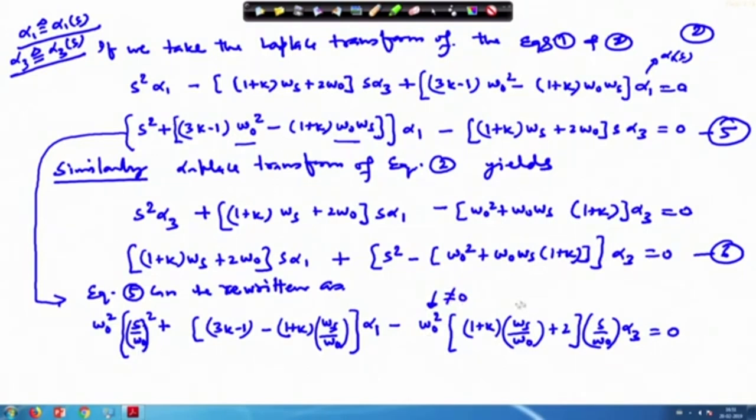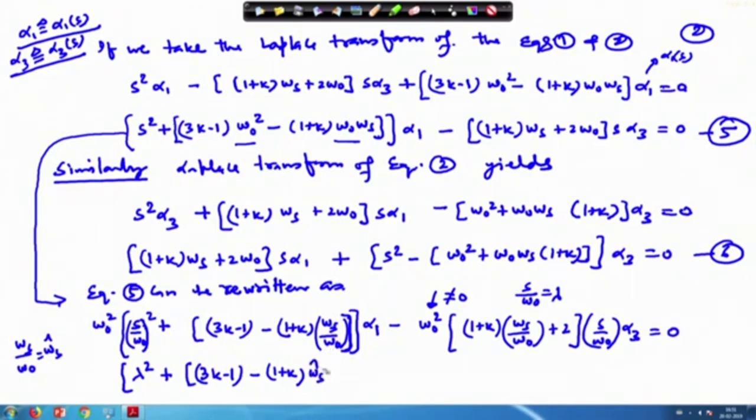Therefore, we can remove it and let us write s by omega 0 as lambda. So, this becomes lambda square plus 3k minus 1 minus 1 plus k, there is a bracket here, 1 plus k omega s by omega 0, which we write as omega s cap. This is a non-dimensional quantity, the spin rate which we have non-dimensionalized. So, we write this as omega s cap times alpha 1 minus, in the same way here we will have 1 plus k times omega s cap plus 2 times lambda times alpha 3, and this equals 0. This is equation number 7.